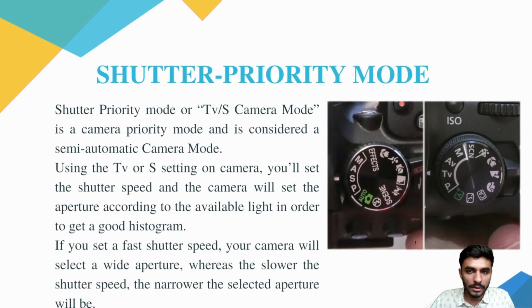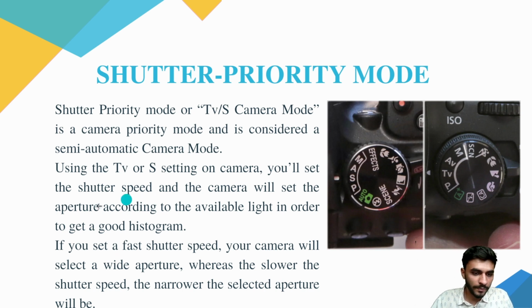Now the next shooting mode is shutter priority mode. The shutter priority mode is marked in two different ways. In some cameras it is marked as S, while in other cameras it is marked as TV. Shutter priority mode is a semi-automatic camera mode. Using this setting, you will set the shutter speed and the camera will set the aperture according to the available light in order to get a good histogram. So in short, you only have to set the shutter speed and the rest of the work is done automatically by the camera.